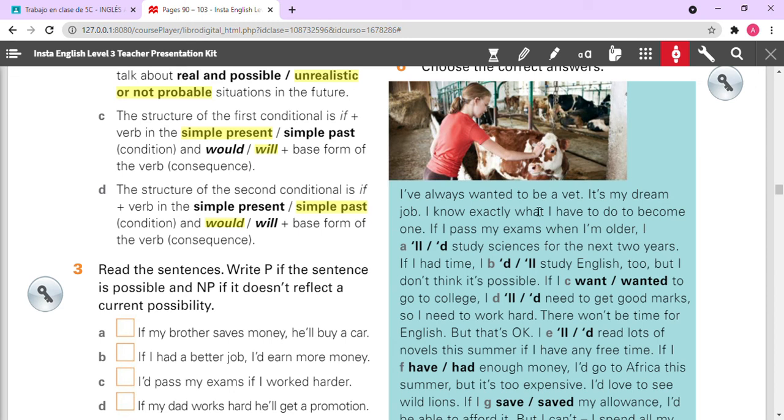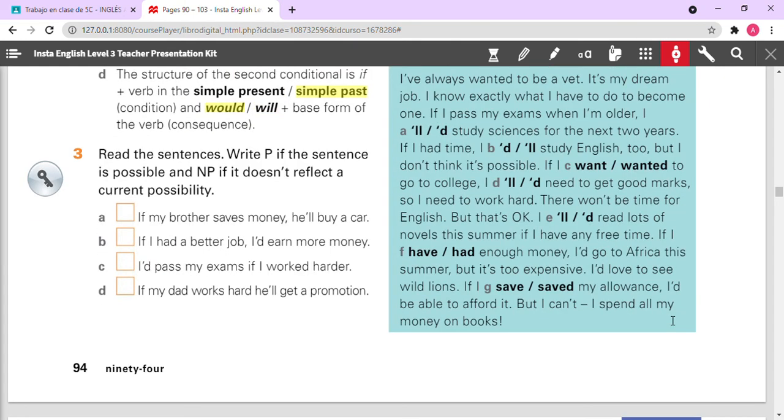So I need to work hard. There won't be time for English, but that's okay. I will or I would. I'll read a lot of novels this summer. If I have any free time. If I have or had enough money, if I had enough money, I'd go to Africa this summer, but it's too expensive.